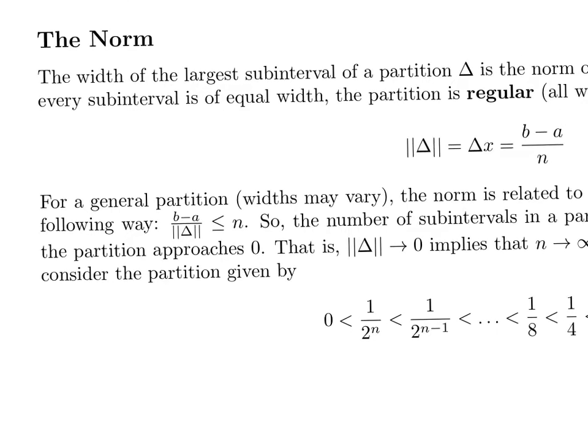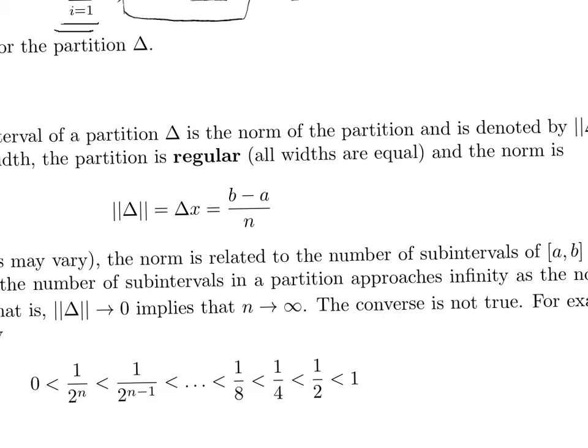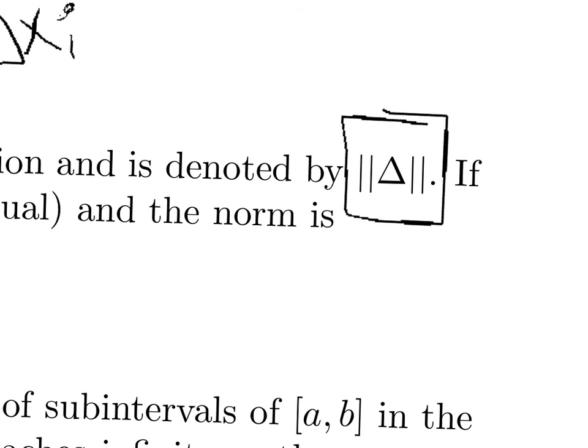So the width of the largest subinterval in a partition is called the norm. So the norm is the biggest delta xi. Delta xi is the width of a particular part of the partition. The biggest one is norm. Norm's a big guy. And we use this symbol to represent the norm. It's like two vertical lines on either side of our partition. That is norm.